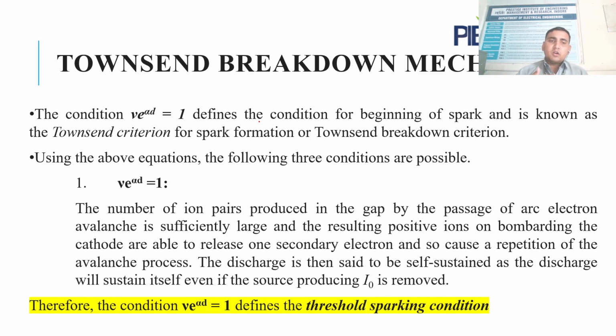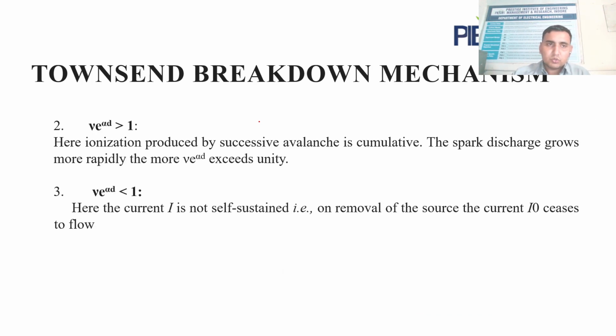So we have to consider such things where the number of ions produced in the gap by the passage of one electron avalanche is sufficiently large, resulting in positive ion bombardment. This is a self-sustaining method. It is called the threshold sparking condition also. As the second condition, if gamma e^(alpha d) is greater than 1, then the ionization produced by successive avalanches is cumulative. It means a very large growth of the spark, and the spark discharge grows very rapidly. If it is very small, then there should be no sparking and no insulation breakdown.